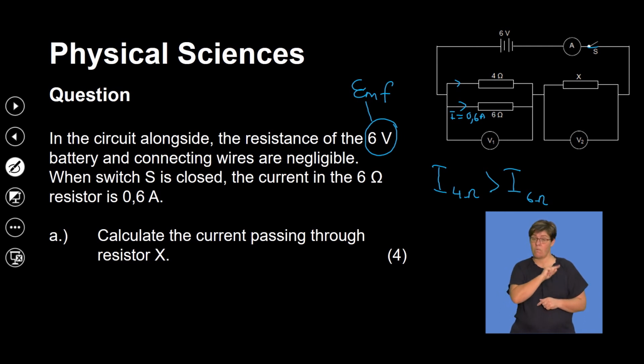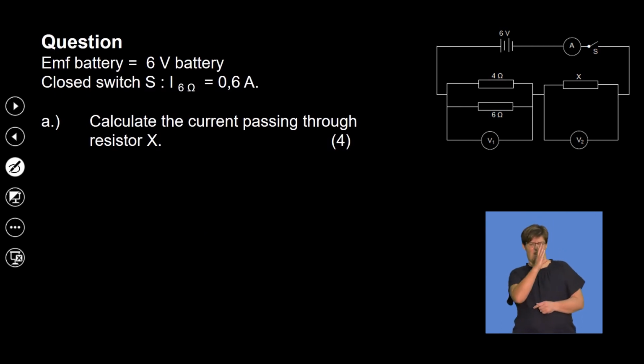Why is this true? Because V across 4 ohms is equal to V across 6 ohms. Why? Because the two resistors are connected in parallel. The only thing that's going to differ is the current, because this parallel combination of resistors is a current divider. Now the question says, calculate the current passing through resistor X. We want the current that passes through resistor X. We know that the current that passes through resistor X is actually the total current.